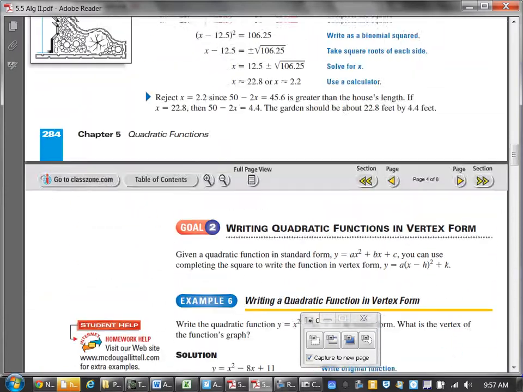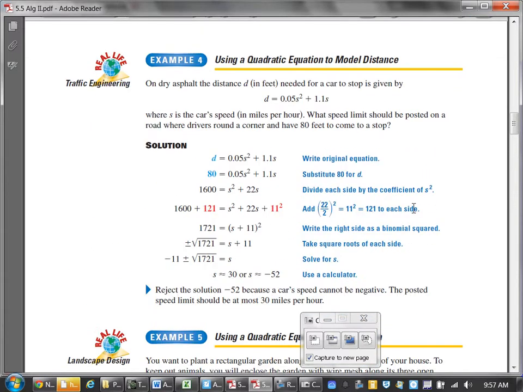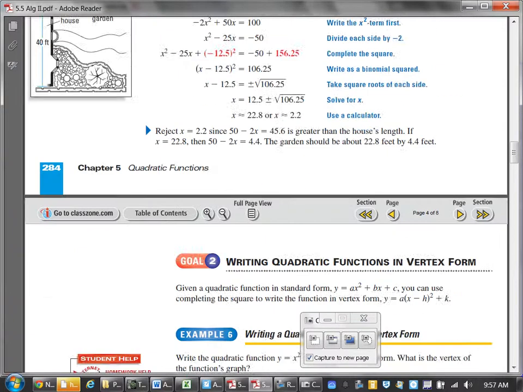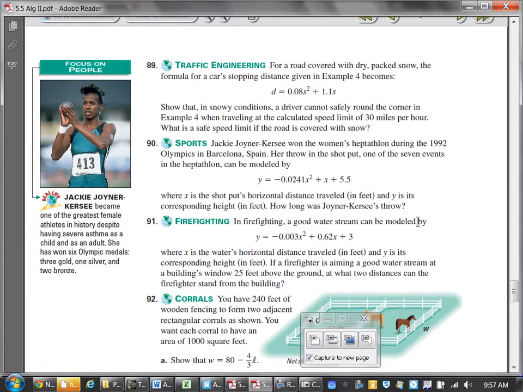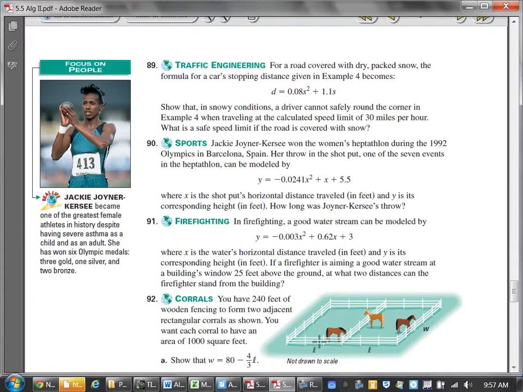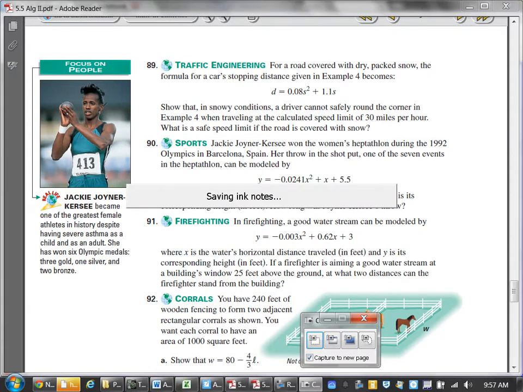What they were asking you to do is use the 80 feet here to be able to come to a stop. They're seeing if that was what you use for your D value. It's worded horribly. I totally forgot to remind you guys of that. If you were confused about that, when you get back to this, it's a lot easier than you think.